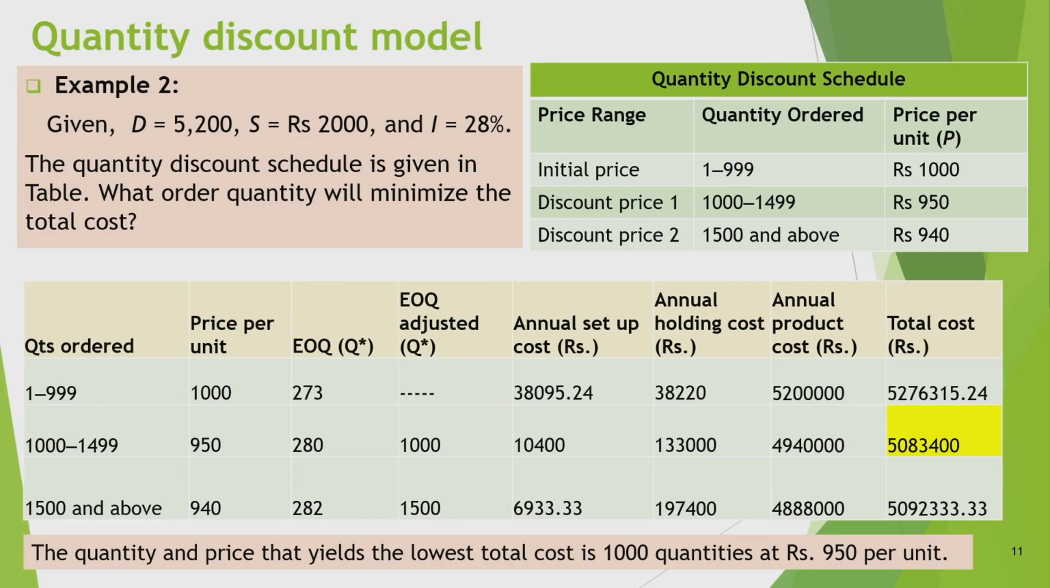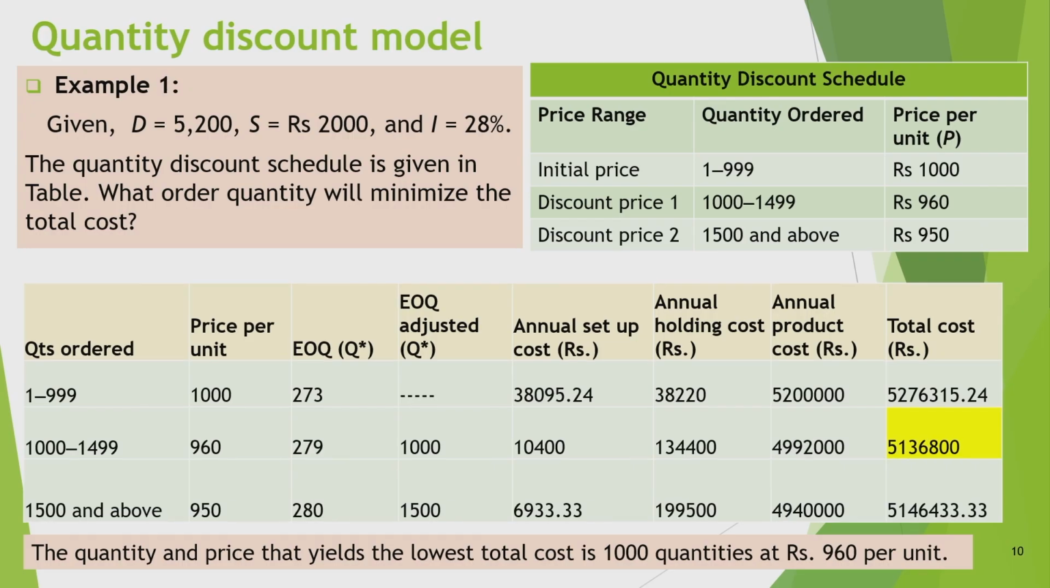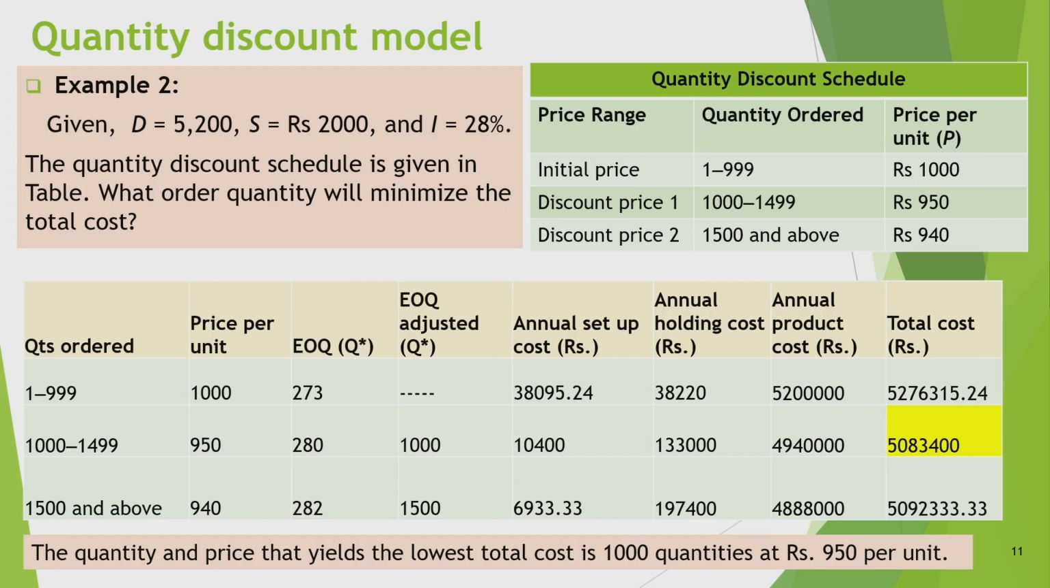In example 2, I have the same type of problem, but I have changed the prices a bit. Discount price from 1000 to 499 is 950 only, but here discount price 2 I have made 940. In the previous case discount price 2 was 950. So I just changed that and did the same type of calculation.